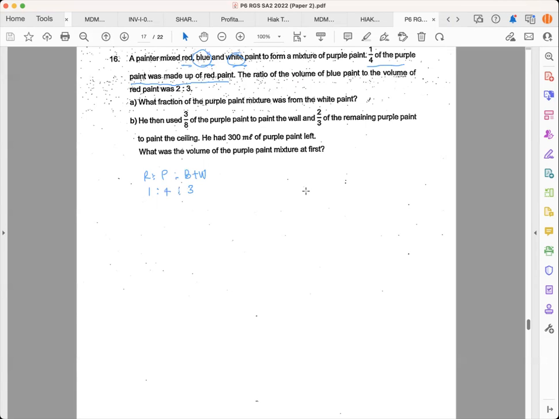Now, the other information we have is blue paint to the red paint is 2:3. Okay. White paint is not correct, 2:3. So red paint to the blue paint is 2:3. Now let's look for a common base. The common base is 2. The red is this value. So let's make the red the same.